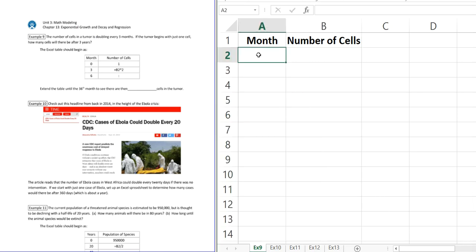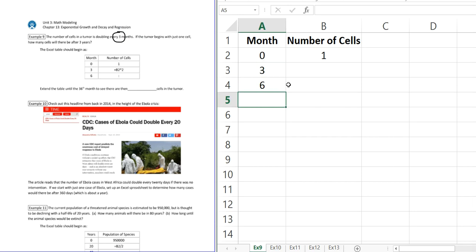Our initial number of cells, we're not told. If you remember I mentioned, if you're not told a particular starting year or starting time or starting month, then your default is you start at time 0. That is your initial condition. And here initially there is one cell. Now, I don't want to extend my month by ones because I don't know what happens every month. What I know is what is happening every 3 months. So I want to count up by threes. So 3, 6, and so on.